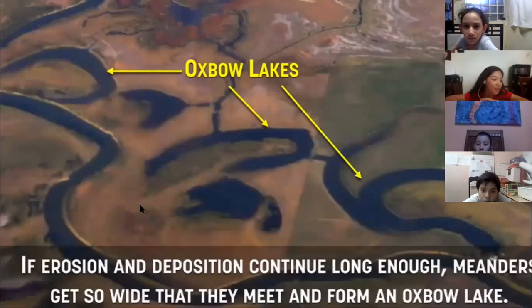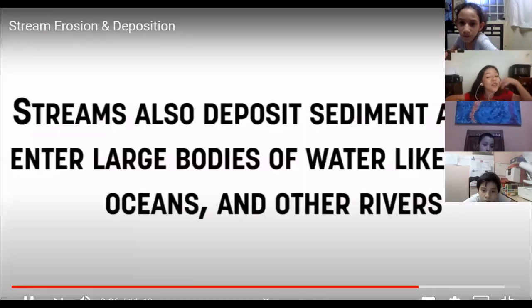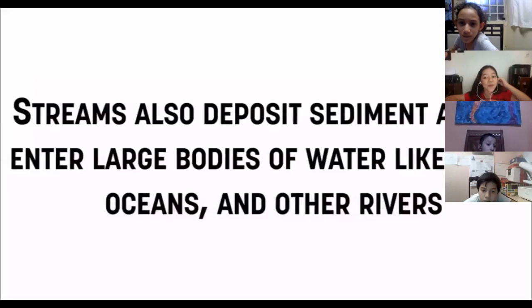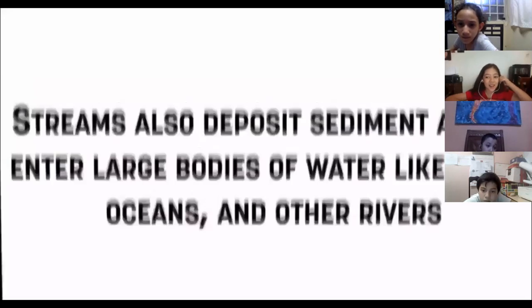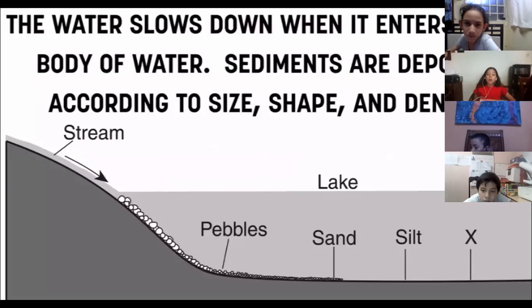So streams also deposit sediments as they enter large bodies of water, like lakes, oceans, and other rivers. We talked about this with deposition. As the water slows down and enters a larger body of water, the sediments are going to be deposited according to those characteristics we already discussed: size, shape, and density.